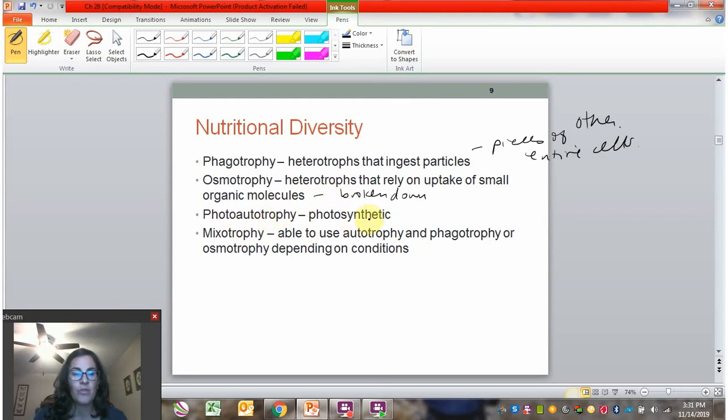Photoautotrophy refers to photosynthetic organisms. So they're able to use light to make their own food. And then this one is the one that's particularly unique to protists, mixotrophy. These are cells that are able to carry out photosynthesis, that is, they're autotrophic, and they're able to eat other things, either through phagotrophy or osmotrophy, depending on conditions or the cell type. So basically, they can do photosynthesis and they can eat. And how cells get to be able to do both is due to some unique things that happened in protist evolutionary history.